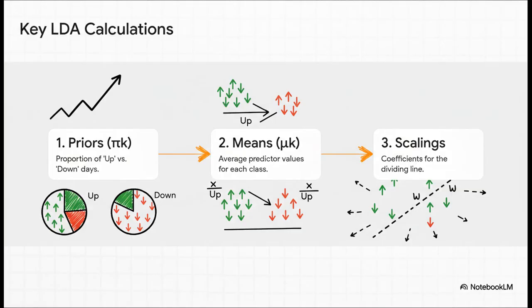So when you run .fit, the LDA model is essentially calculating 3 key things from your training data. First, something called the priors, which is really just the overall proportion of up days versus down days. Second, the means, which is the average lag values for each of those groups. And third, and this is the most important part, the scalings. These are the coefficients that actually define the line that will separate our two groups.